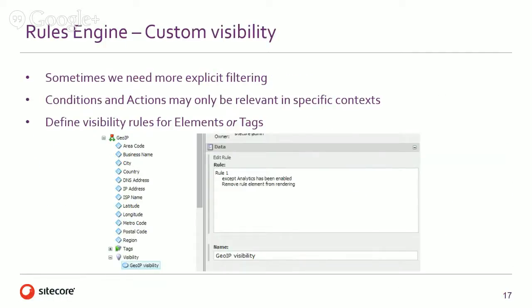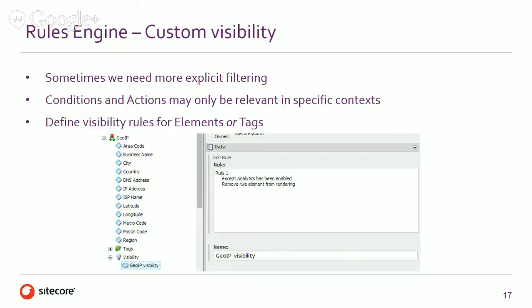The next thing we can do is customize the visibility of these tags. This is really good for such things as we've got here, GRIP and analytics. If you've got a scenario where a certain feature needs to be enabled for those tags, for those rules and conditions to make sense, or where only certain users should be allowed to use certain rules, we can add in a visibility rule, and this can be added at a tag or an element level.